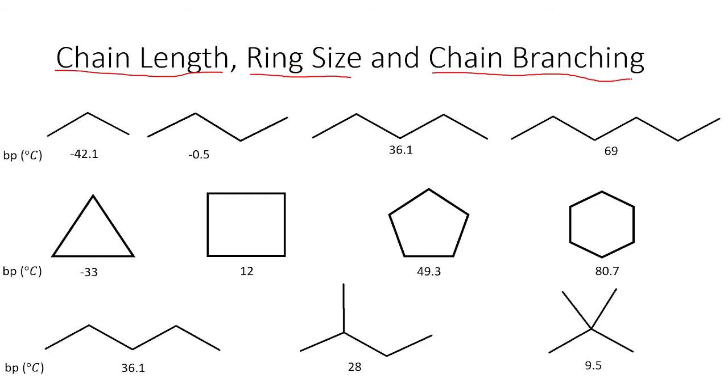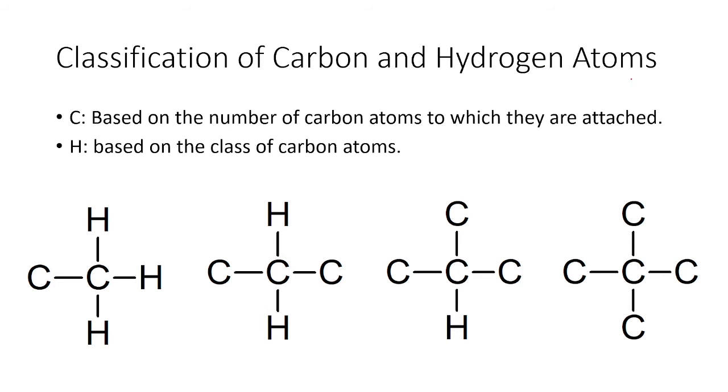So in that, let's discuss another property of carbon atoms. This is not specific to alkanes. We have here the types or classification of carbon atoms. For the classification of carbon atoms, we have the primary, the secondary, tertiary, and the quaternary carbon atoms. So how do we distinguish them? The classification of carbon is based on the number of atoms to which they are attached.